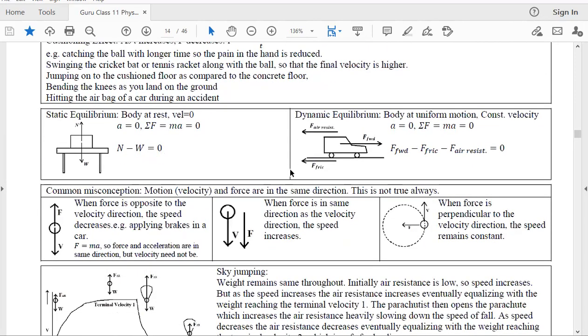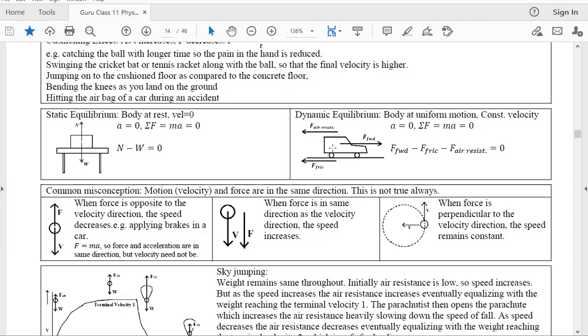Okay, we talked about static equilibrium and dynamic equilibrium, right? What is static equilibrium? When the forces are equal and opposite, and it is not moving, then it is called static equilibrium. Why? Because when velocity is equal to 0, acceleration is equal to 0, which means sigma F is equal to ma, so a becomes 0. So here also, if you check the forces, N and W, the normal reaction force and the weight, will be equal.